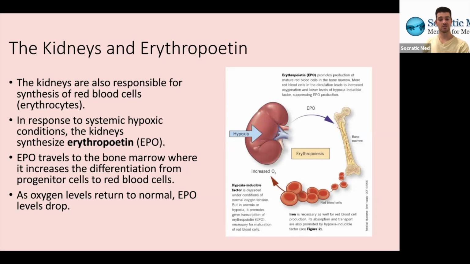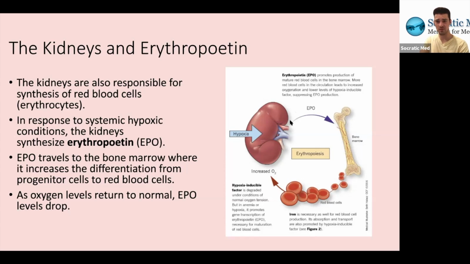So as oxygen levels return to normal, EPO levels drop. It's a pretty good example of a negative feedback loop, and it's a pretty easy one to understand. Oxygen levels go down, erythropoietin levels go up. When erythropoietin levels go up, oxygen levels go up, and erythropoietin levels go back down. And it's just like that.